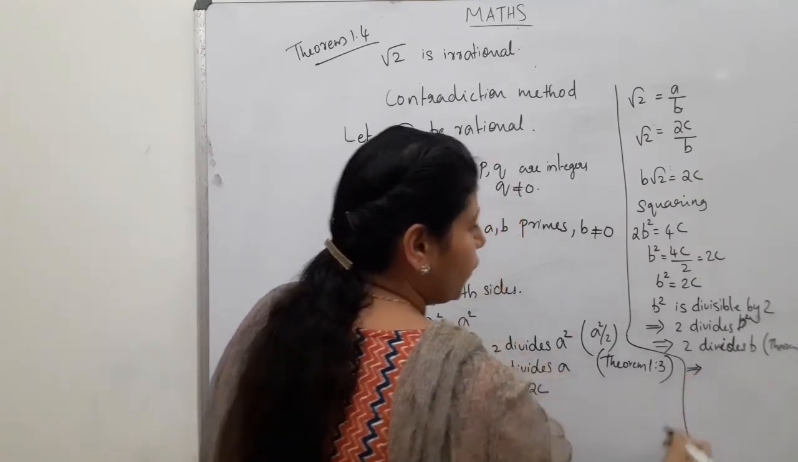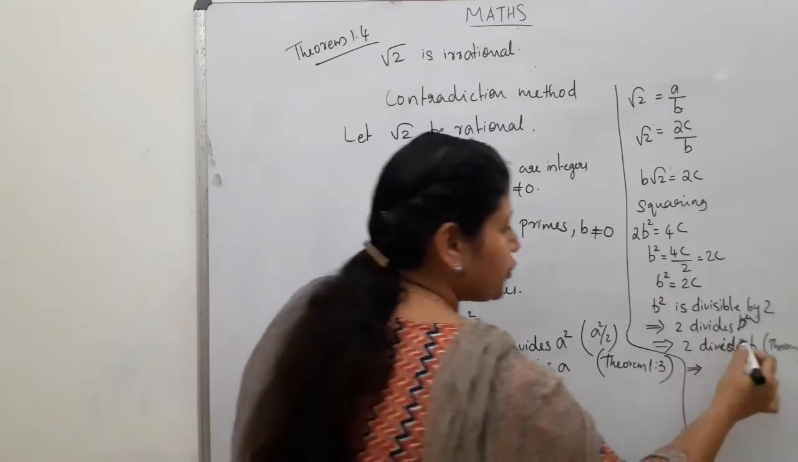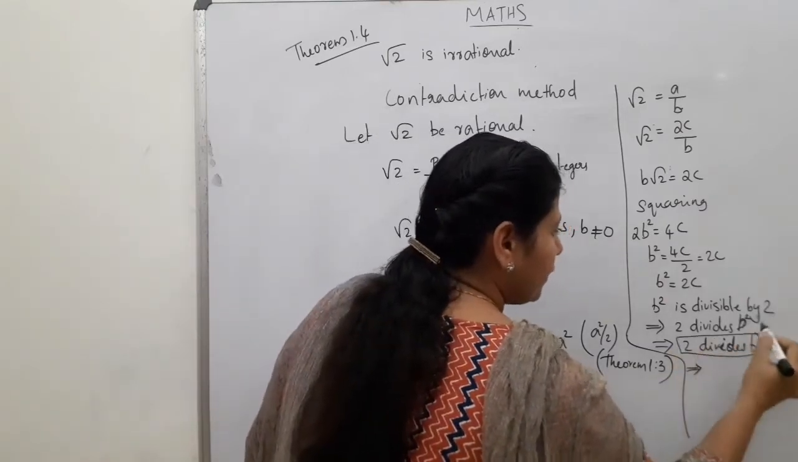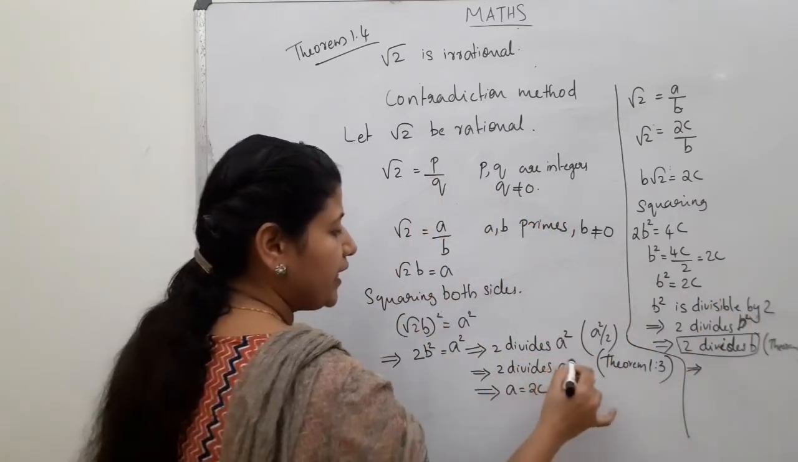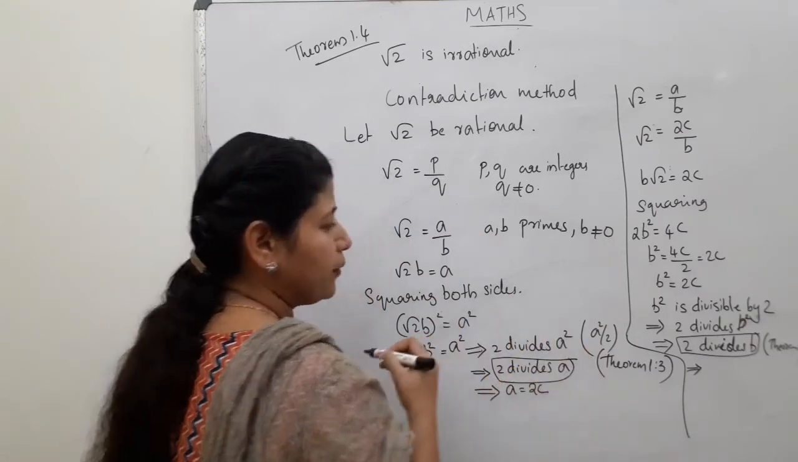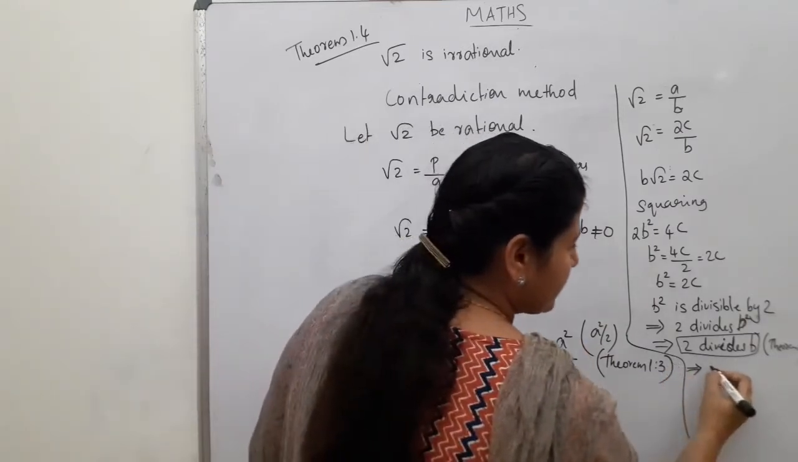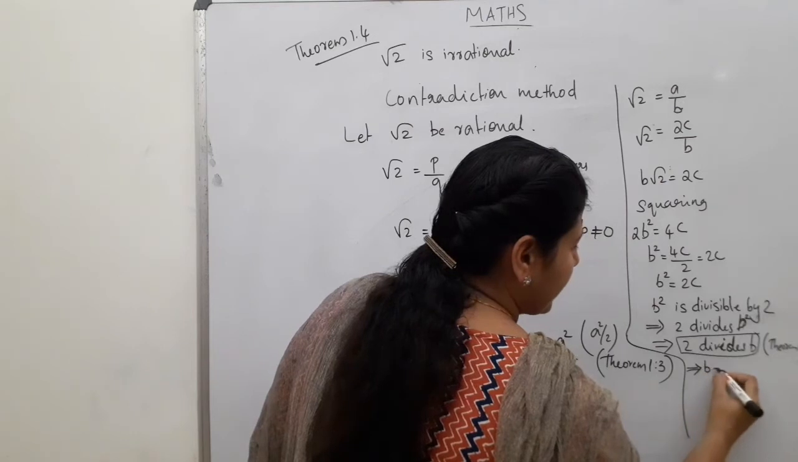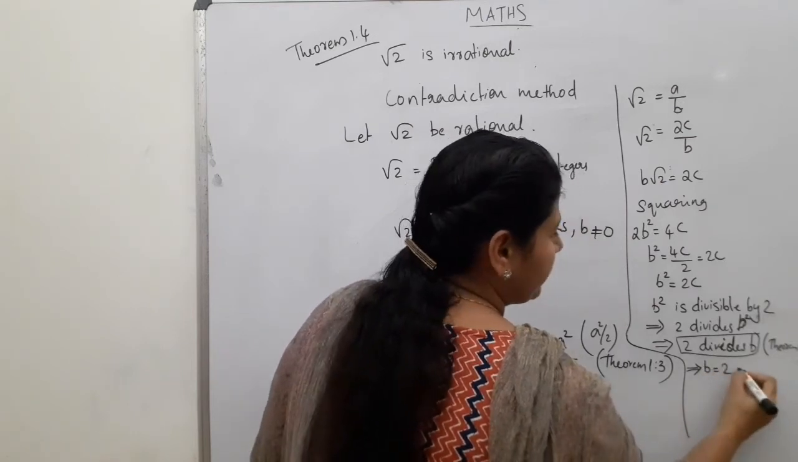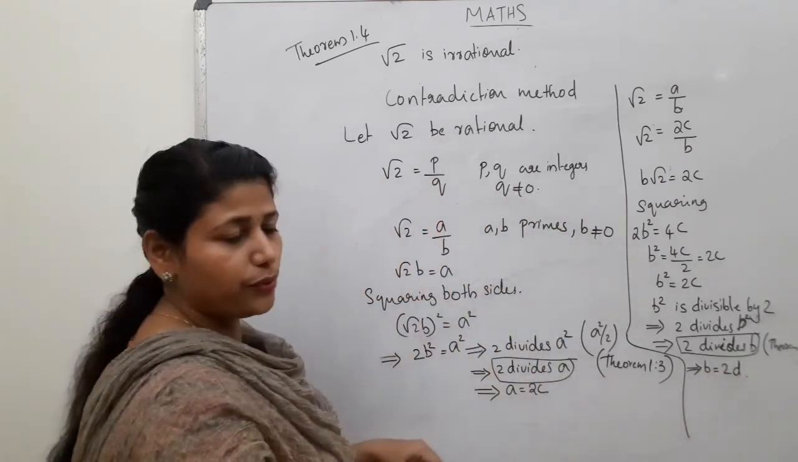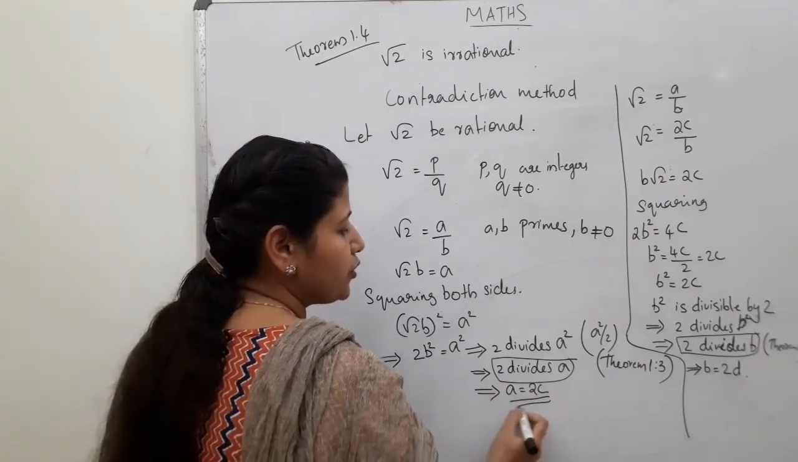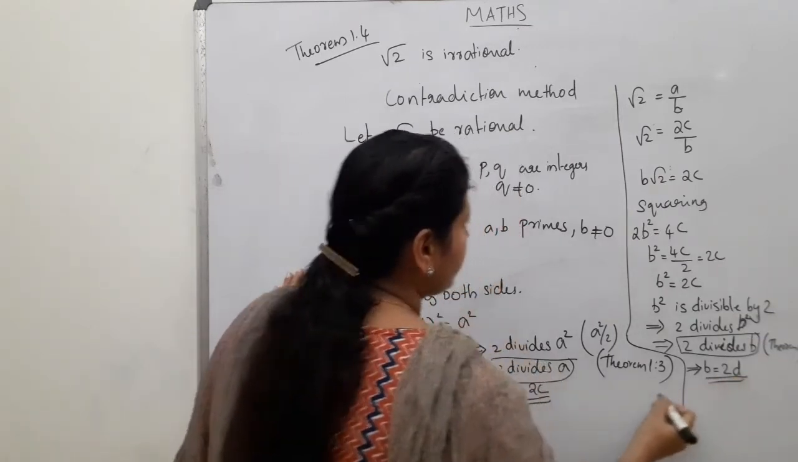So what does this mean? B is a multiple of 2. Here we got A as a multiple of 2, so we can write B as 2 into some D. So here we got A as 2C, and here we got B as 2D.